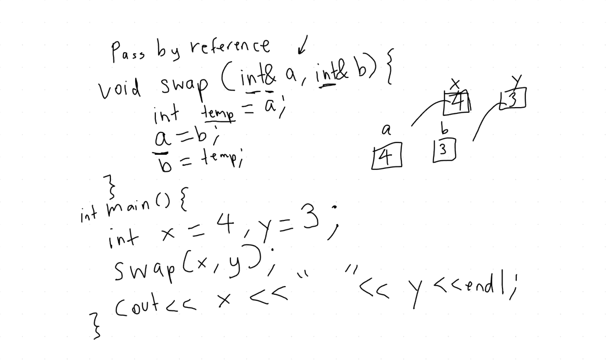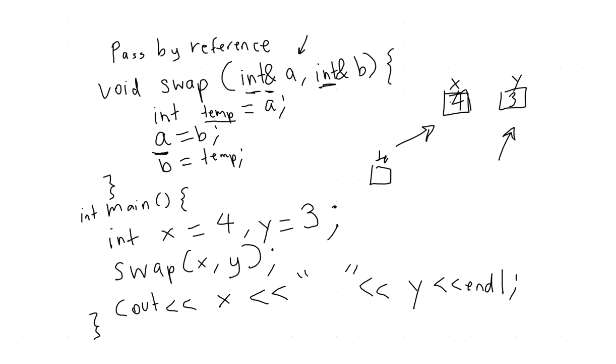So when you call this, what actually happens when you pass by reference is instead of making a copy of these values, you don't make copies of these values anymore. What you're going to be doing is actually working directly with these variables because you're able to access them directly in the memory.